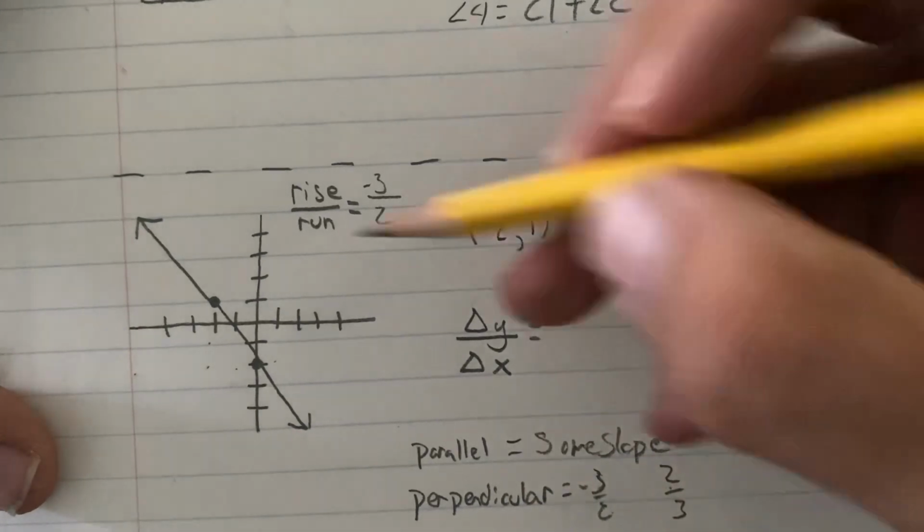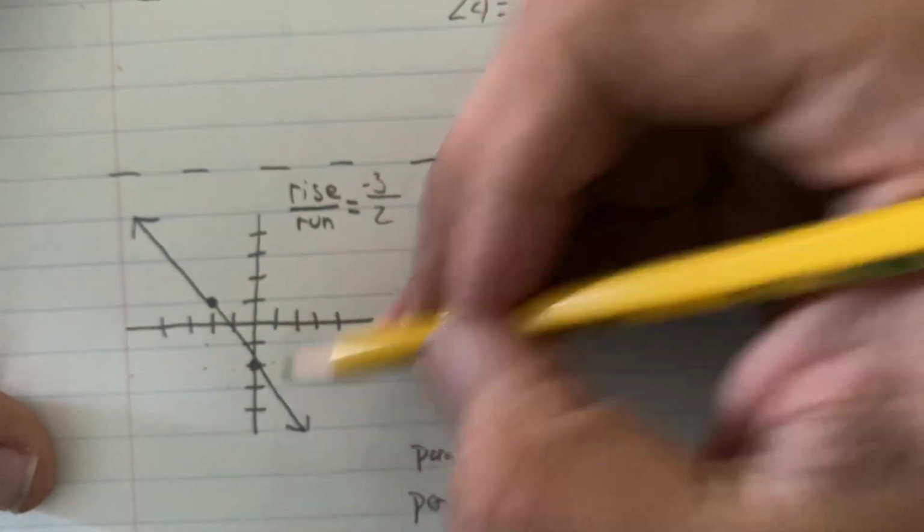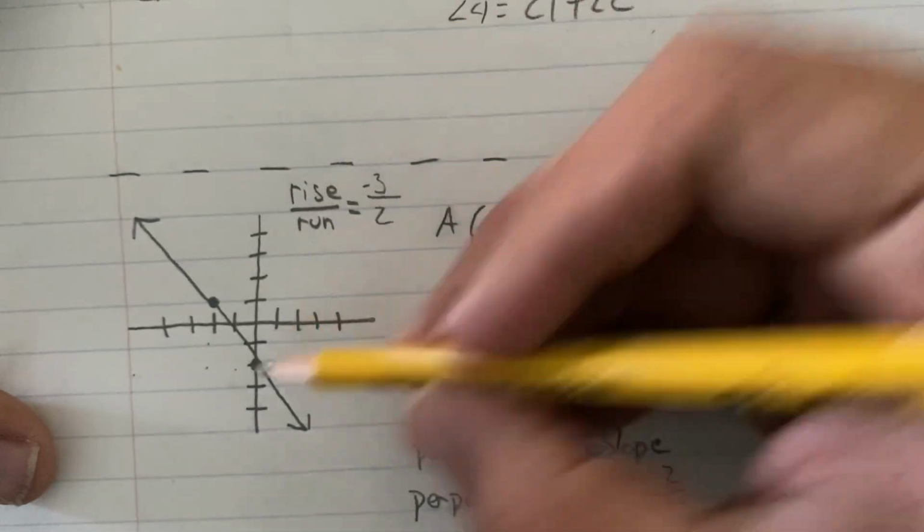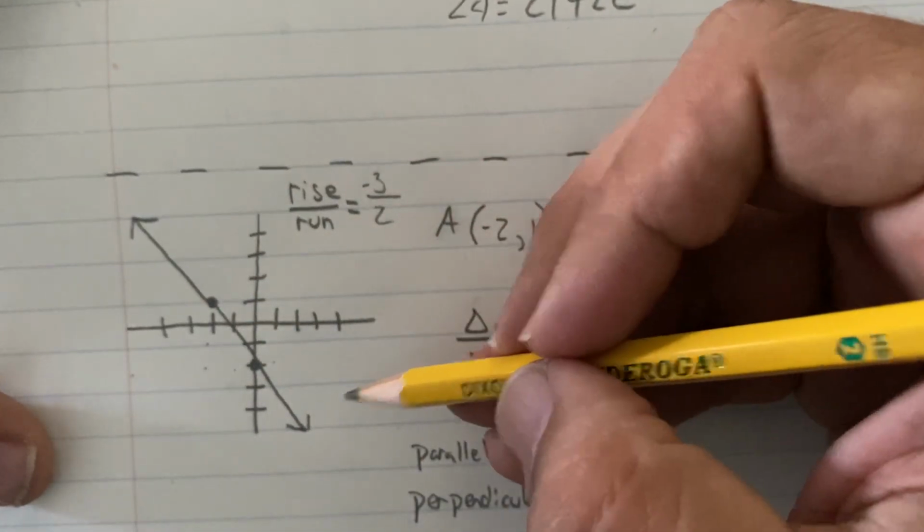So one of the ways of finding slope is just counting, doing rise over run. If it goes down, it's negative. If it goes up, it's positive. And you should be going from left to right when you check the dots.